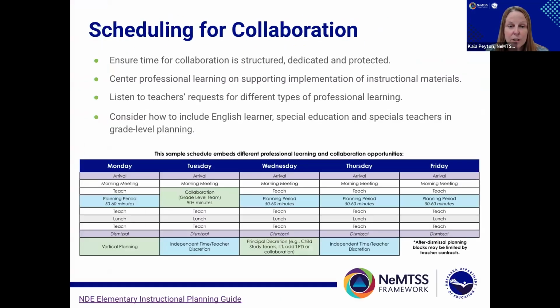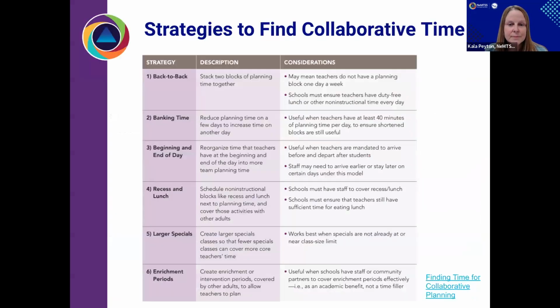When scheduling for collaboration and professional learning, school leaders and teams should consider teachers' experiences at the core by focusing on the following. Ensuring time for collaboration is structured, dedicated, and protected. Centering professional learning on supporting implementation of instructional materials. Listening to teachers' requests for different types of professional learning. And considering how to include English learner, special education, and specials teachers in grade level planning. Without enough time in the schedule, the structures and systems that we have built could potentially collapse.